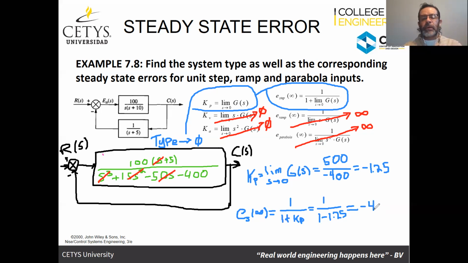And so this would be the error for the step that we've just calculated. Let me give a quick save here. So when we have a system that doesn't have unity feedback, we can still evaluate the steady state error by converting it to the equivalent system using the expression that we just saw.